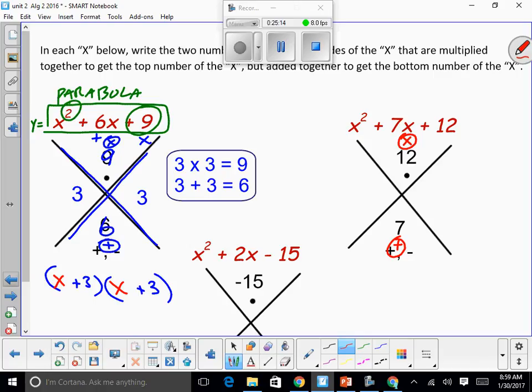At the end, please write it in factored form. Because if you just put in the magic X, you have not factored. It is only factored when two things are being multiplied by each other, even if those two things have an X inside.